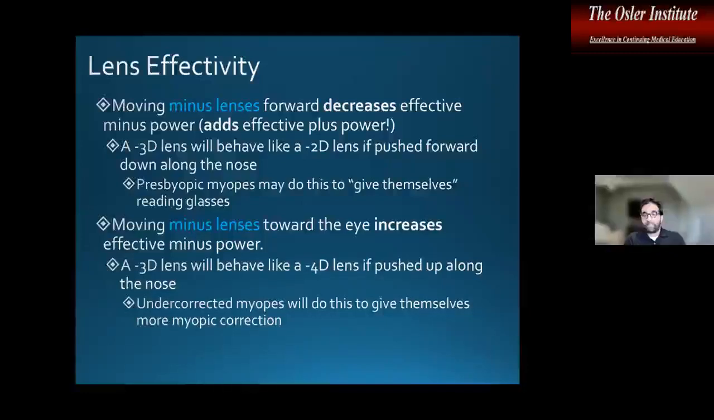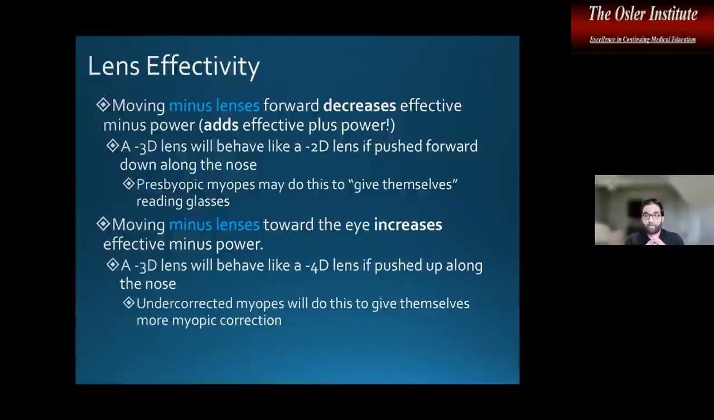Now, moving minus lenses towards the eye increases the effective minus power. So again, a -3 diopter lens will behave like a -4 diopter lens if pushed up along the nose. This is why you'll see young kids or teenagers, if they're uncorrected or undercorrected, constantly pushing their glasses closer to their face in order to give themselves more myopic correction.